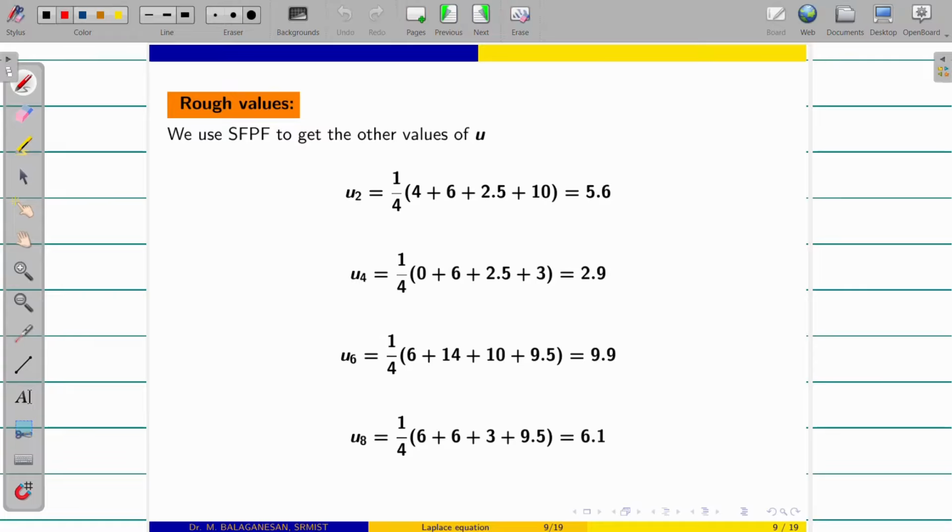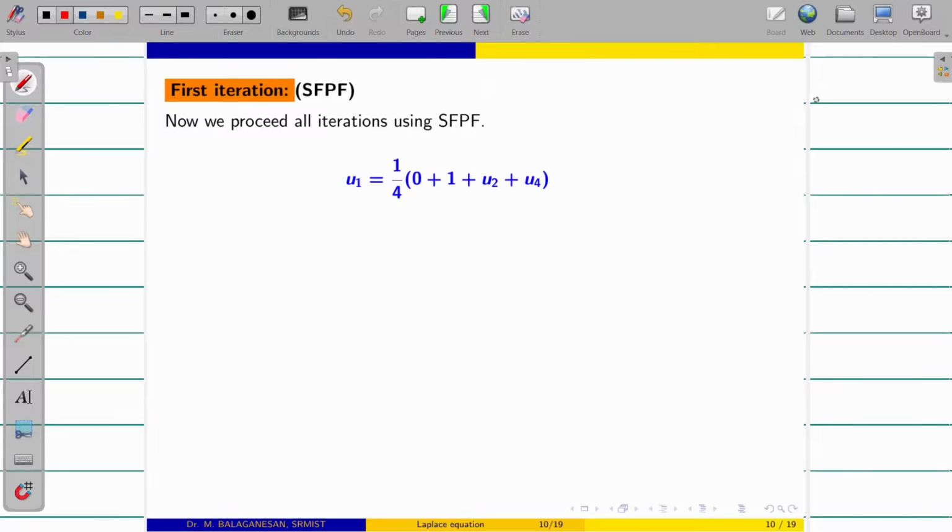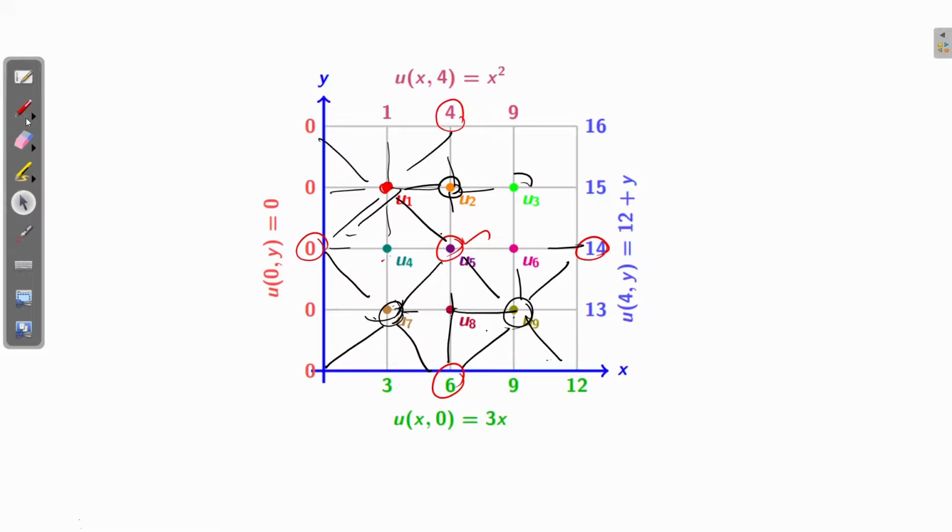Okay, right. Now come to the first iteration. From the first iteration onwards it will be the standard 5-point formula only. So what is the standard 5-point formula for U1? Tell me the standard 5-point formula for U1. What will be?